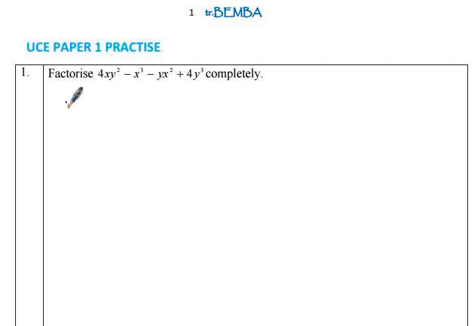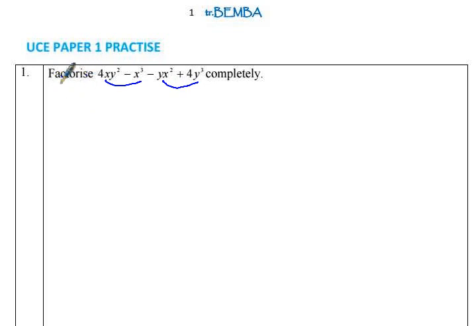Question one, we are supposed to factorize this expression completely. When you look at the expression, we have 1, 2, 3, and 4 terms. Whenever we are factorizing and we have 4 terms, then our first step can be pairing. So I can pair these 2 terms, and I can also pair these two terms.